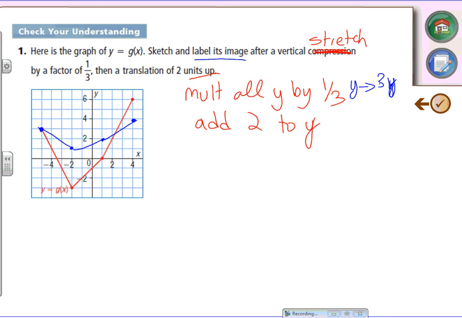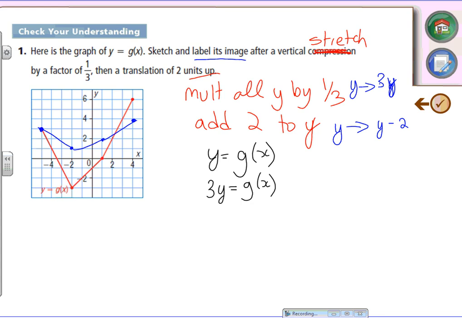Add 2 to the y. So then that's followed by a y translation 2 up. So that means opposite, minus 2. Do them in that order. So we start with y equals g at x. First of all, we put 3y in. And now we put the second one. Wherever we see a y, put y minus 2. You got to put brackets. We got to substitute.